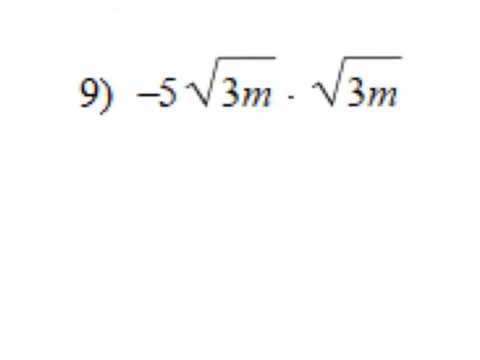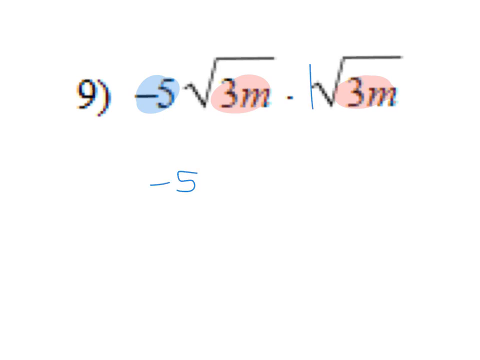Okay, on this guy, again, we're going to go ahead and put together the insides, so 3m and 3m. And then your outside number here is all by its lonesome. We got a -5. Now keep in mind, there is technically a 1 there. So -5 times 1 is -5. On the inside, 3 times 3 is 9. And then m and m gives you m squared.